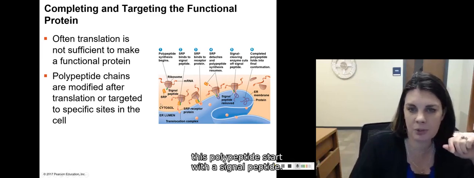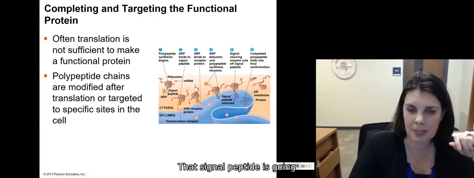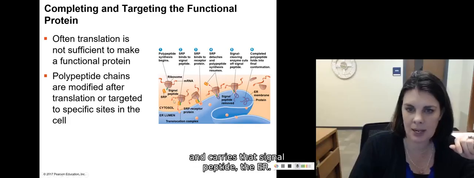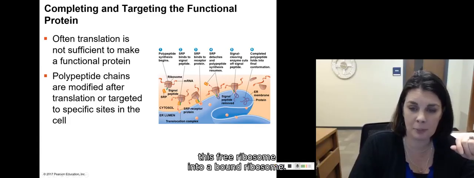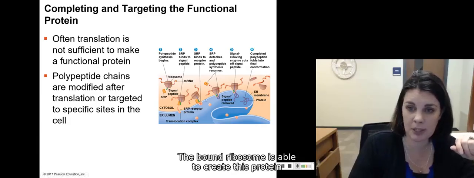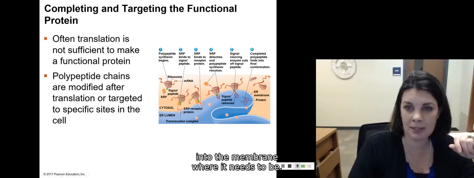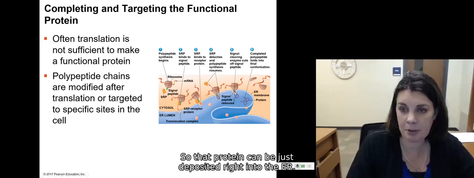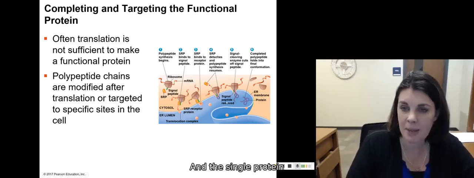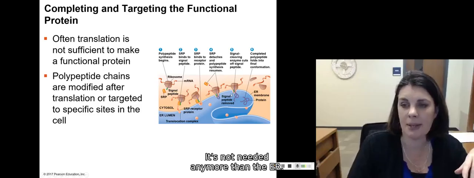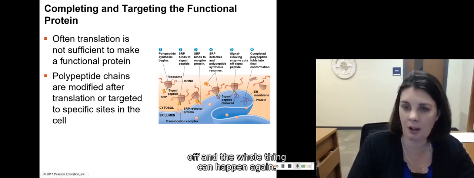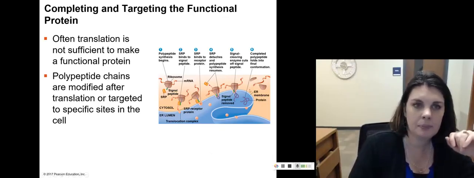Here's one example of this. The polypeptide starts with a signal peptide. That signal peptide is going to signal this molecule SRP. SRP binds to the signal peptide and carries that signal peptide to the ER. So that is now going to turn this free ribosome into a bound ribosome. And so that bound ribosome is able to create this protein and put the protein right into the membrane where it needs to be. So that protein can be just deposited right into the ER, and the signal peptide is going to be cut off. It's not needed anymore. Then the ribosome can go off and the whole thing can happen again.